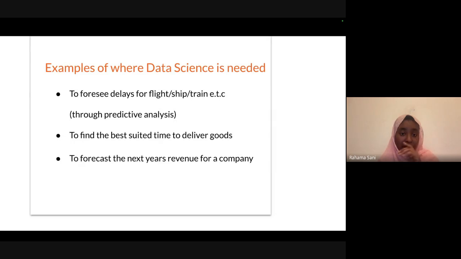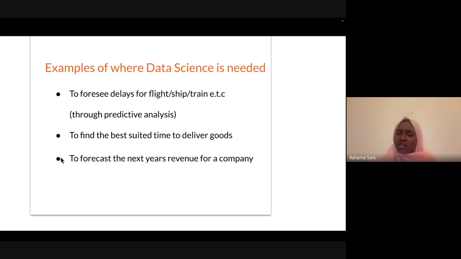Then, examples of where data science is needed. Data science can be used to foresee delays for flight, ship, or train through predictive analysis, and it can also be used to find the best suited time to deliver goods, and it can also be used to forecast, for instance, the next year's revenue for a company.